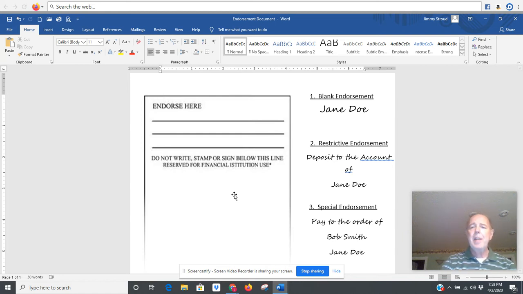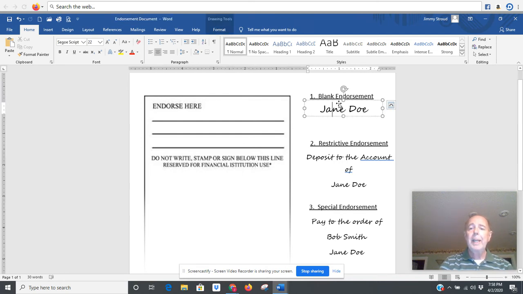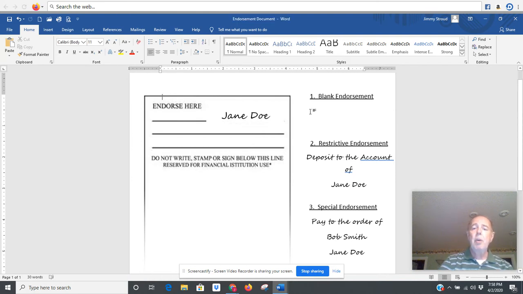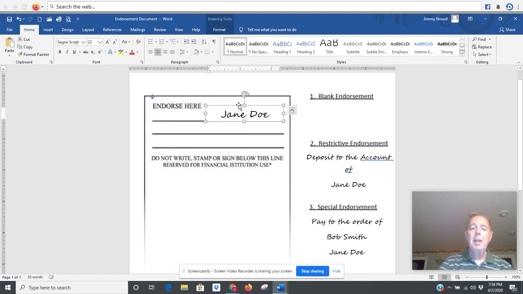The simplest type of endorsement is called the blank endorsement. The blank endorsement is where the person whose name is on the check writes that name. For example, Jane Doe was the owner of the check, so Jane would write her name on this upper line.